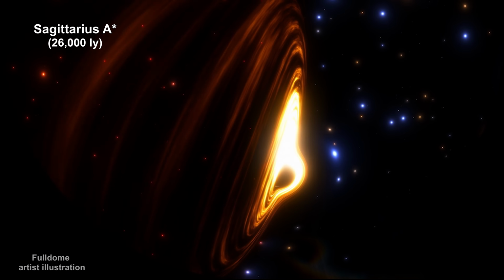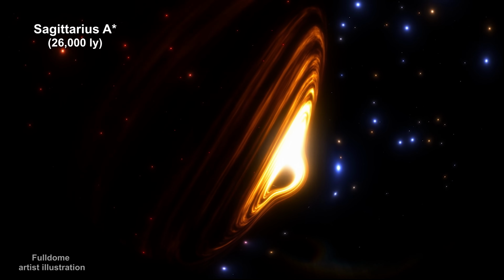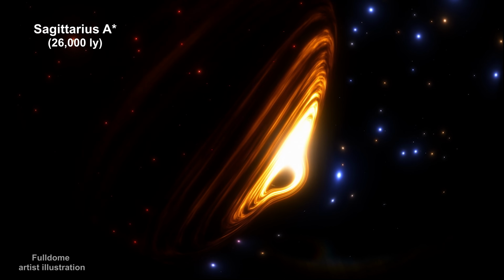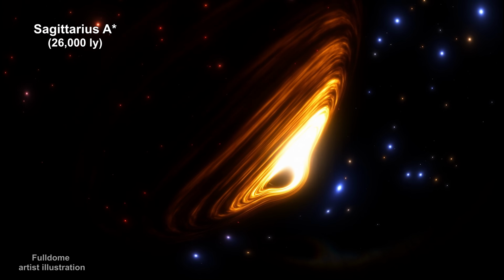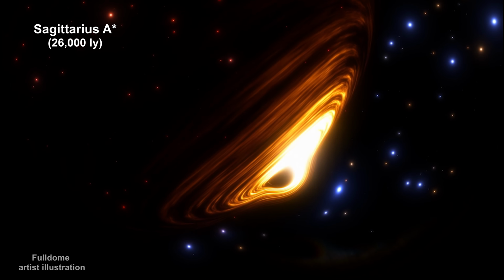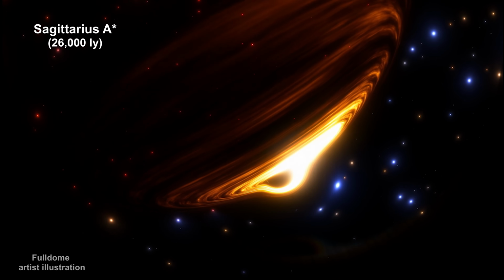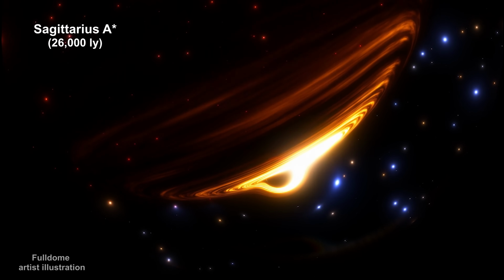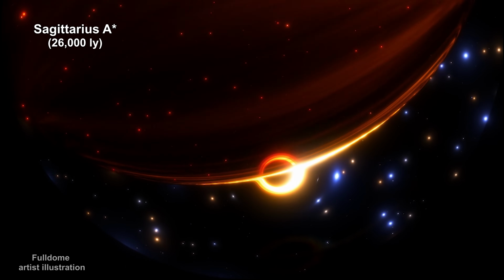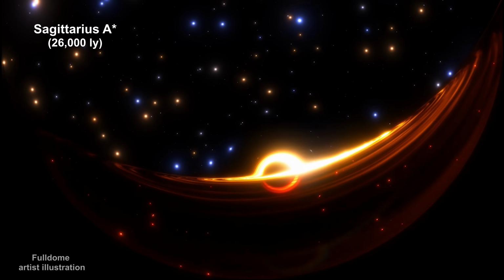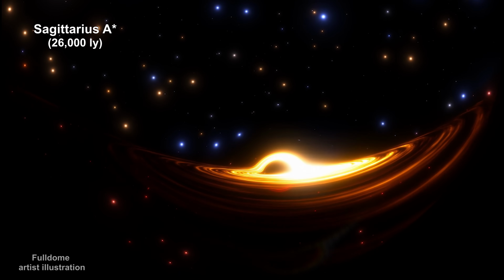Here's a full dome illustration that shows how Sag A star might look to viewers on a planet orbiting S2 as it orbits the black hole. We'll cover black holes and why our supermassive black hole might look like this. But first, we'll cover how the ESO Very Large Telescope actually measured the minute distances associated with S2 and Sag A star, 26,000 light-years away.